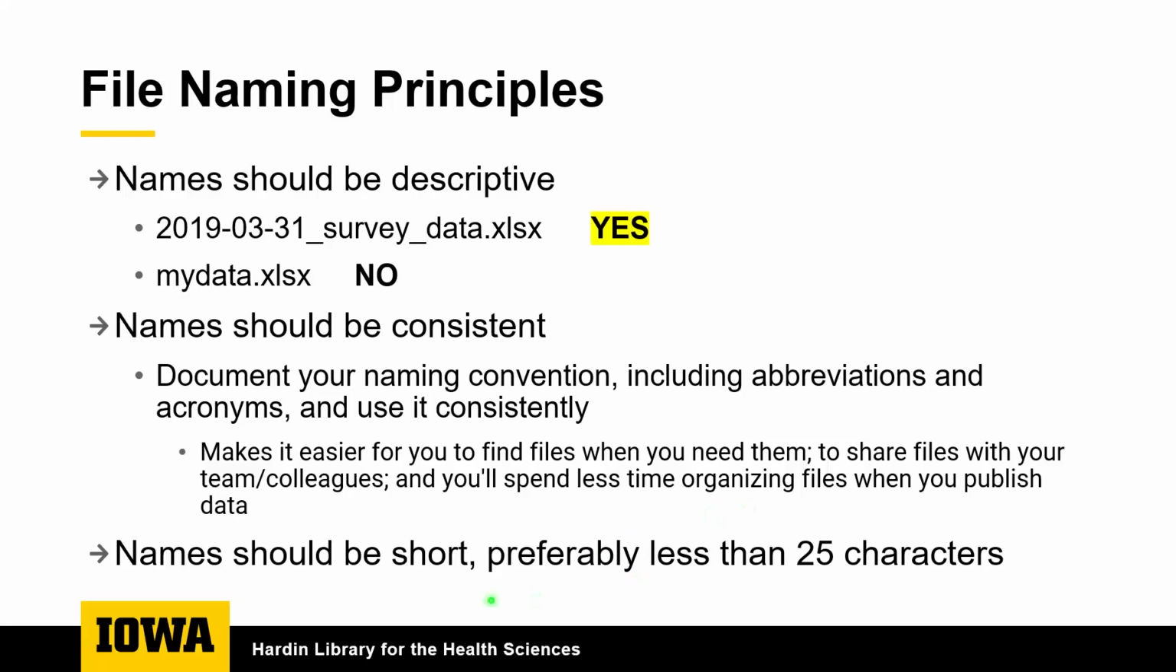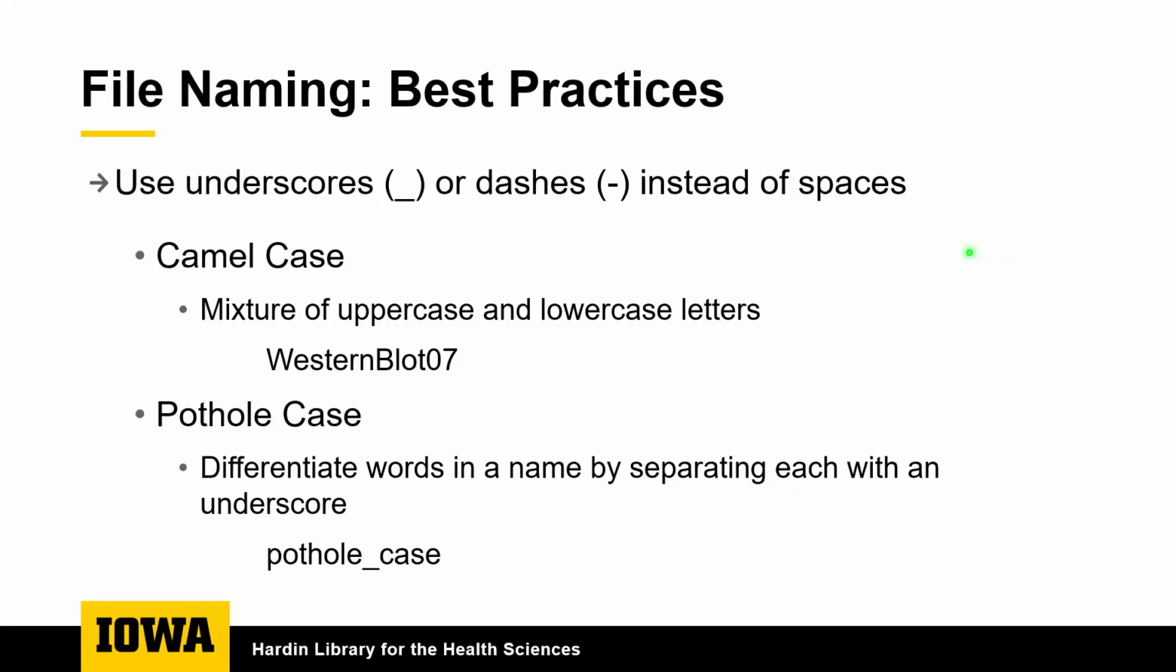They should also be short, preferably less than 25 characters. It's tricky to do this well and may take some practice before you get the hang of it. Next, we're going to transition to best practices of file naming.